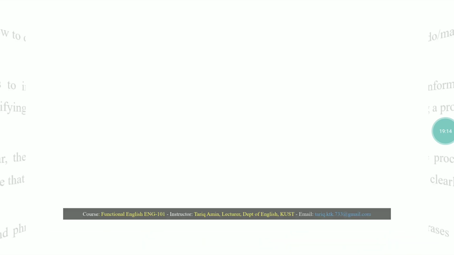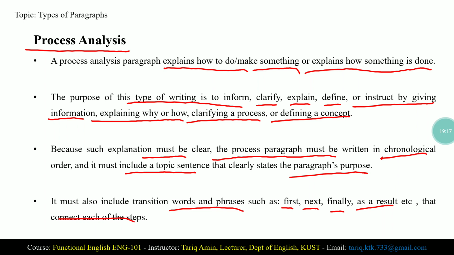In today's class, we discussed the different types of paragraph. The first one was narrative paragraph, and we discussed that narrative paragraphs narrate a particular story, and narrative paragraphs are chronological in order, and you put different events in your paragraph in a chronological order. You put them in a sequential order. After that, we discussed descriptive paragraph. That descriptive paragraph describes a particular thing or a particular object or a particular place.